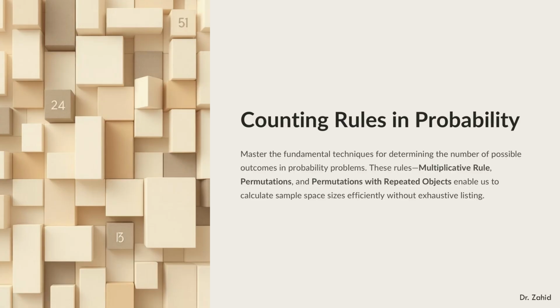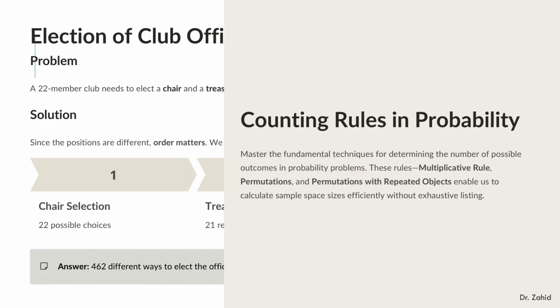It is a continuation of my previous lecture on rules of counting sample space. In this lecture, we study important counting rules used in probability. These rules help us determine the size of the sample space without listing every possible outcome. The main rules we will use are the multiplicative rule, permutations, and permutations with repeated objects. These rules are widely used in probability, statistics, and combinatorics. In the following slides, we will solve several examples to illustrate how these counting rules work in practice.